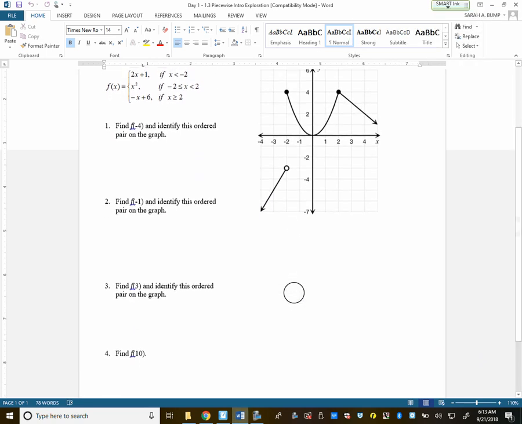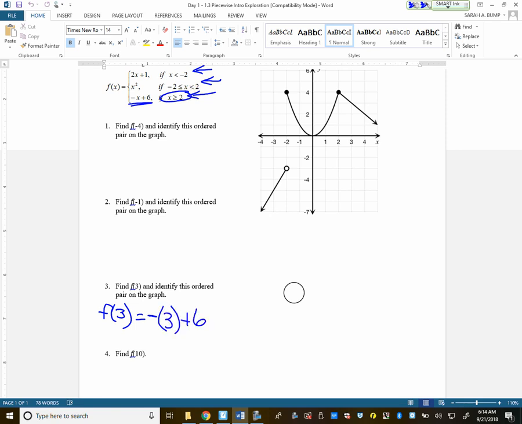So we have f of 3. Same restrictions, we're looking here again, here, and here. 3 is going to be greater than or equal to 2, so I'm going to sub it into the third piece. I had a negative coefficient on that third piece. So now I'm going to sub in: -3 plus 6 is +3.